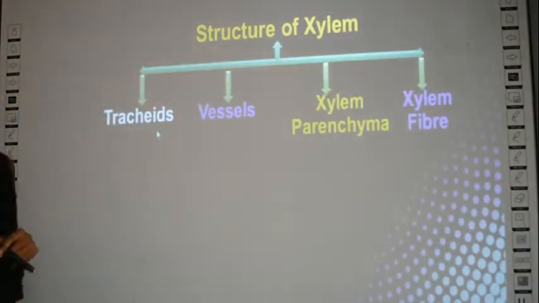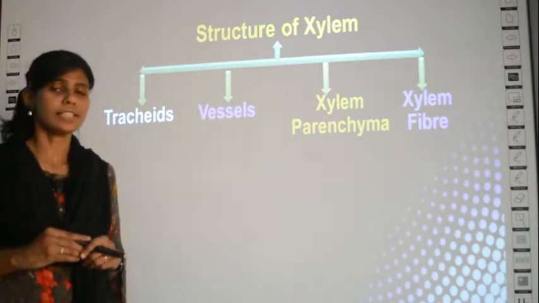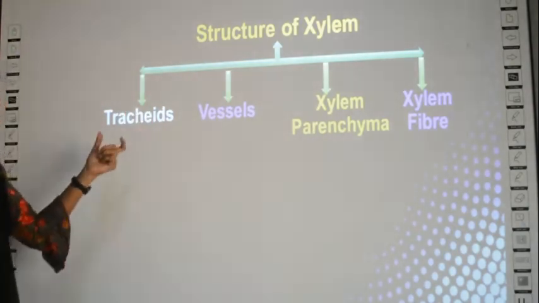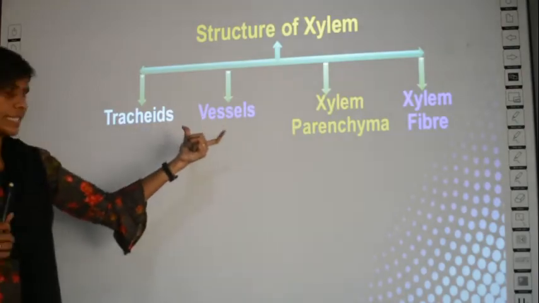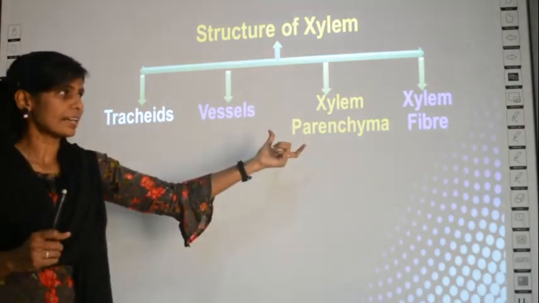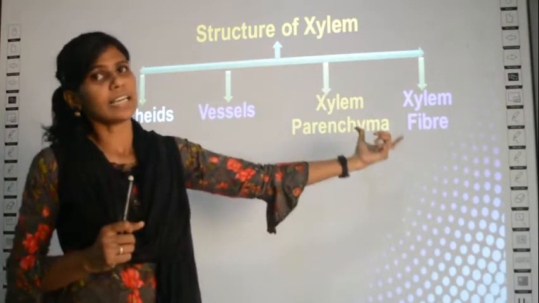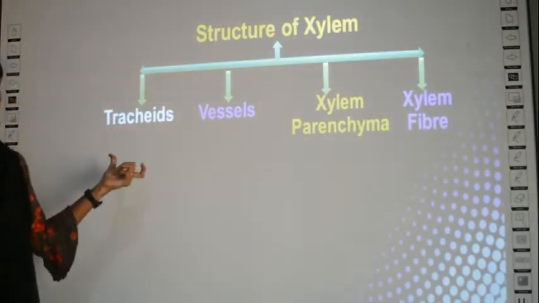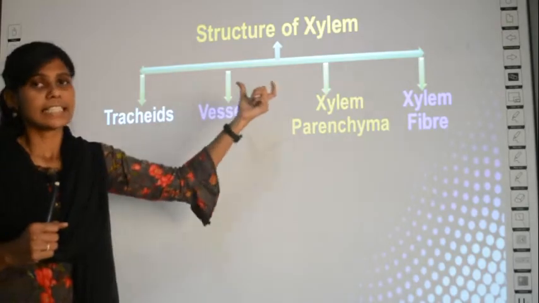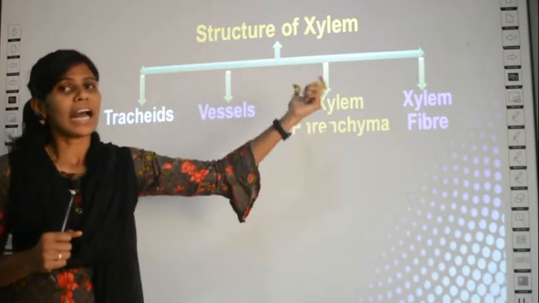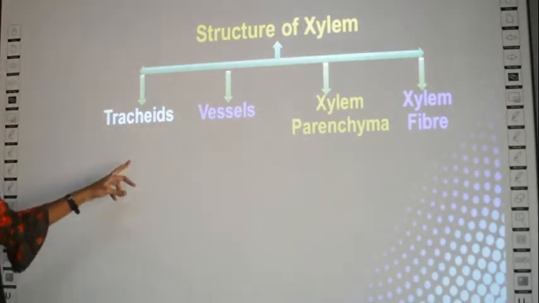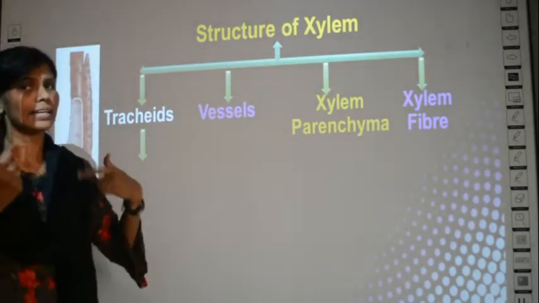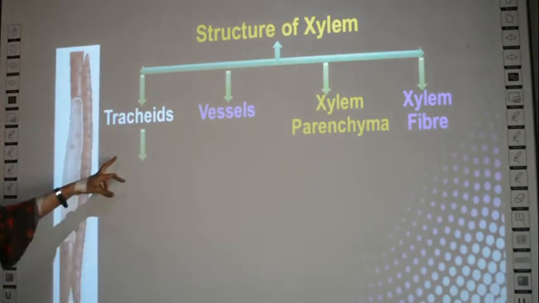Now we learn about the detailed structure of the xylem. A xylem has 4 parts: tracheids, vessels, xylem parenchyma and xylem fiber. What are the 4 parts of xylem? Tracheids, vessels, xylem parenchyma and xylem fiber. In this slide we learn about the tracheids, and the remaining 3 we will revise in the next slide.